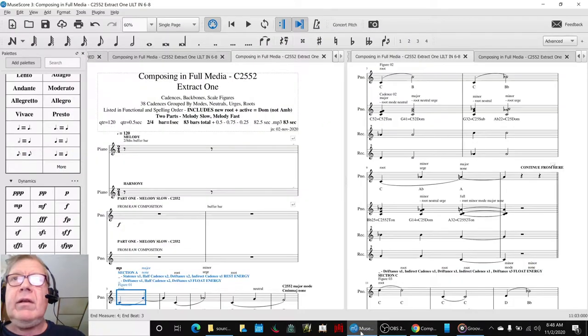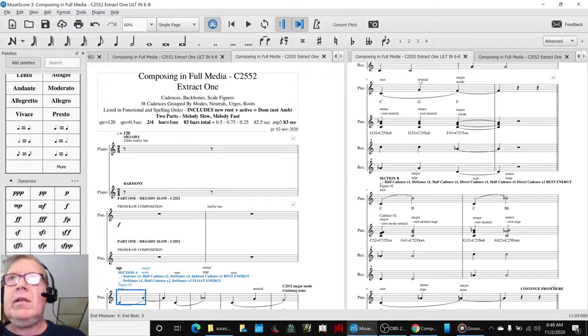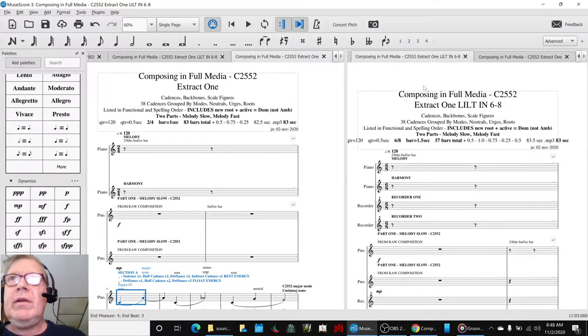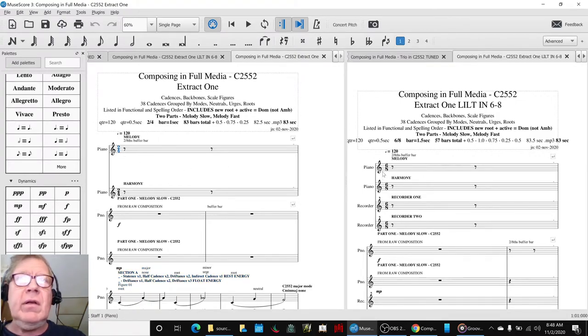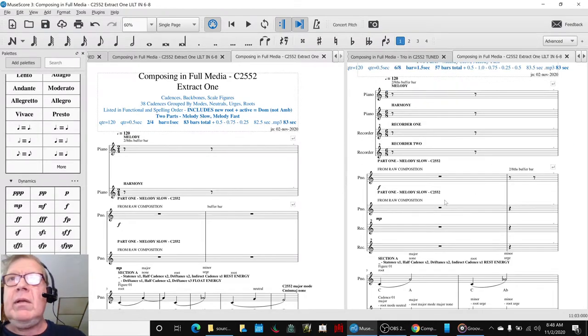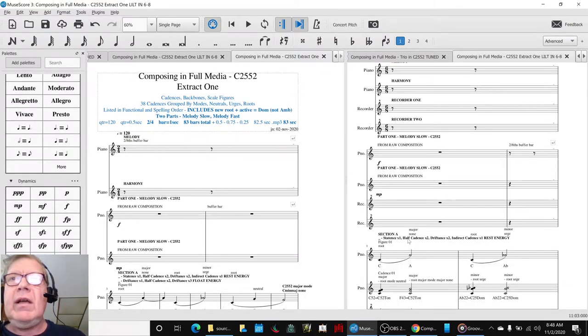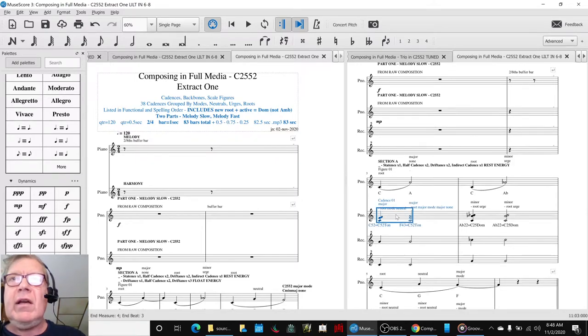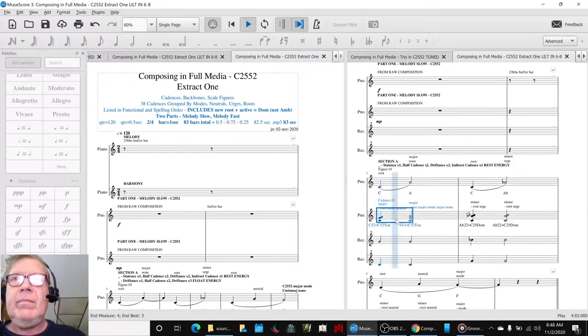So what we're trying to do now is formally do that with an actual score. And we're calling it the Lilt in 6/8. So we had to take Extract 1 and convert it from 2/4 to 6/8, which we did. And they're both 83 seconds still. And then in converting it to 6/8, it allows us to start adding the trio line down here, which is also in 3 time.